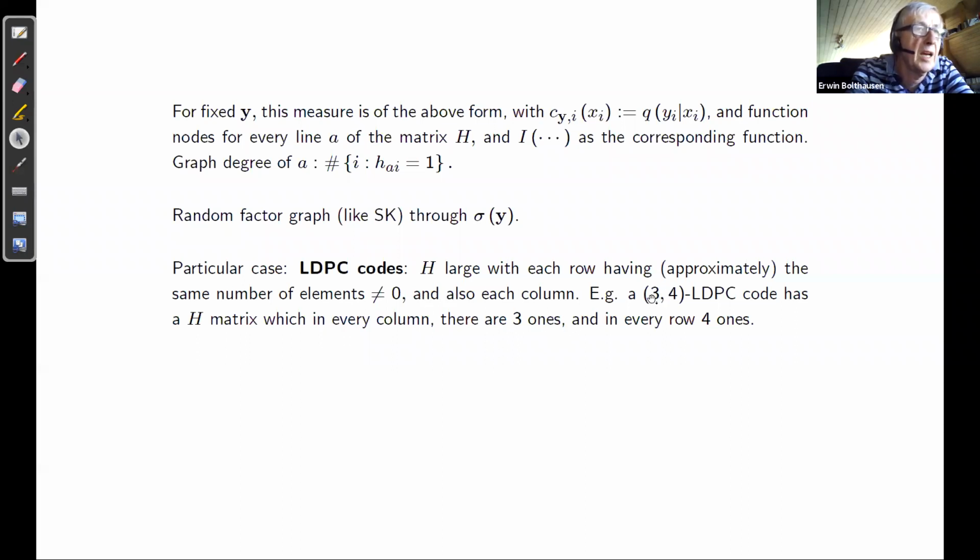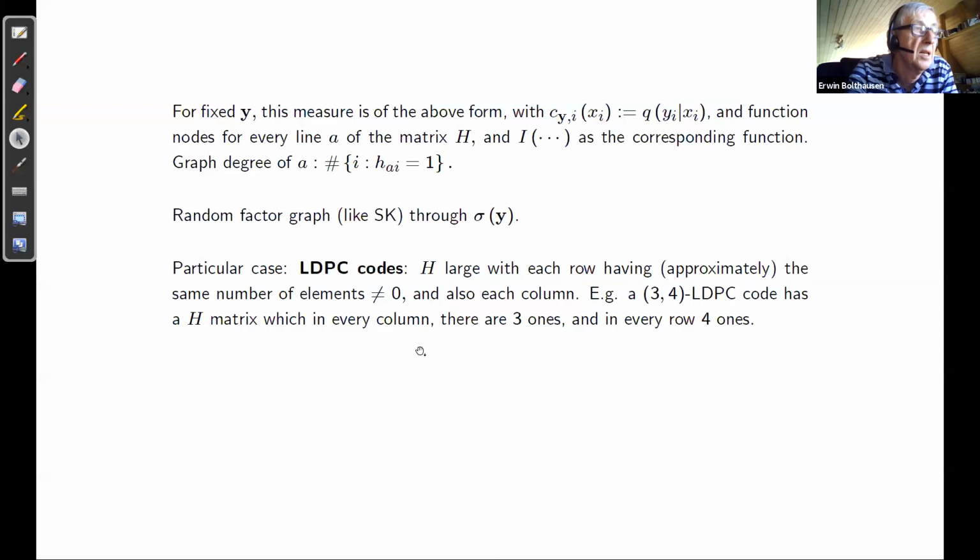So for instance, if you have a 3-4 low density parity check code, then in every column you have 3 ones, and in every row you have 4 ones. But you can have more complicated schemes. But the key idea of these LDPC codes is that you have H large, and the number of ones are somehow distributed like that, so that you have this situation here.